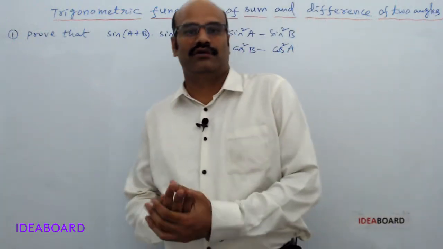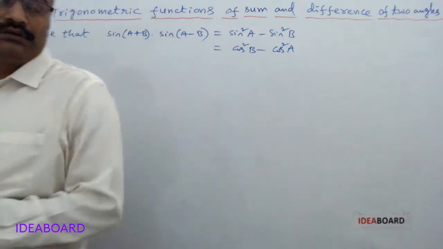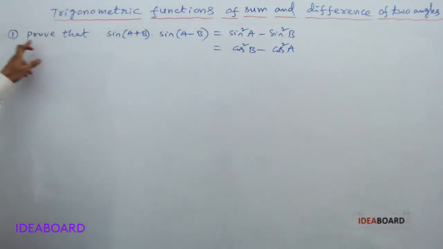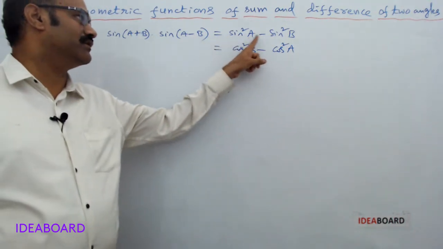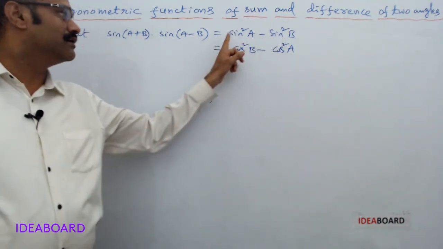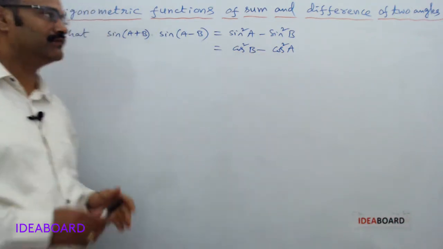Hi students, today I am doing the topic compound angles. Prove that sin(A+B) into sin(A−B) equal to sin² A minus sin² B, which is equal to cos² B minus cos² A.